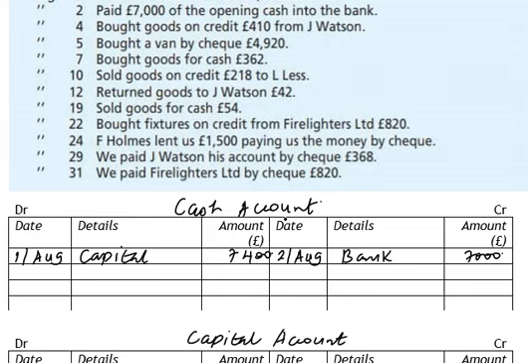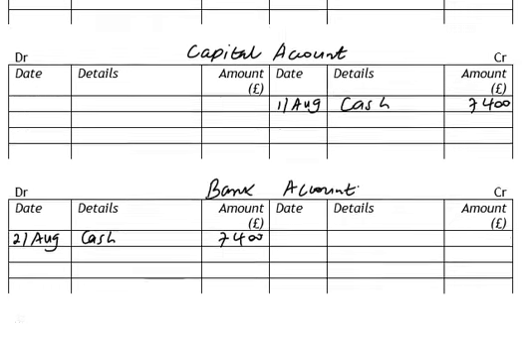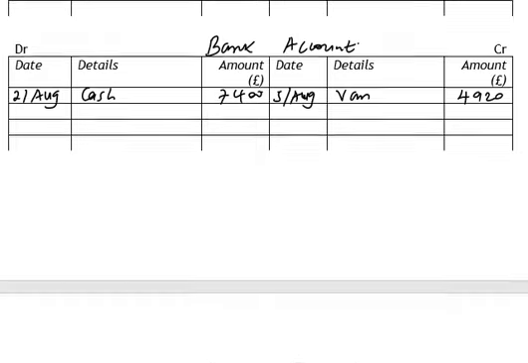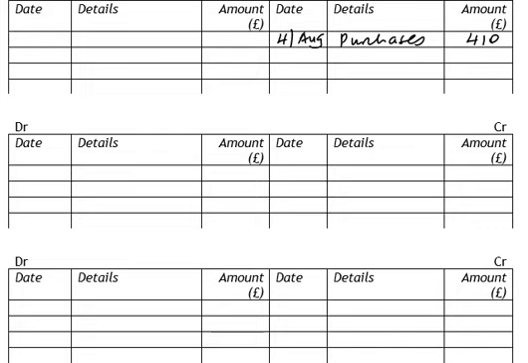So in the bank account, I'll credit 4,920. That is on 5th. My bank account is here. So on 5th August, in details, we write van. Van of how much? 4,920. But then I'll have to prepare the van's account.